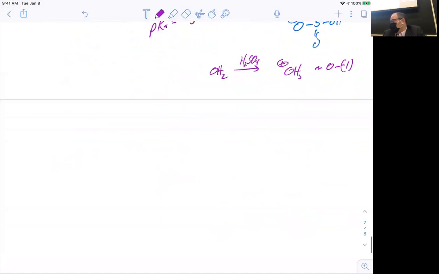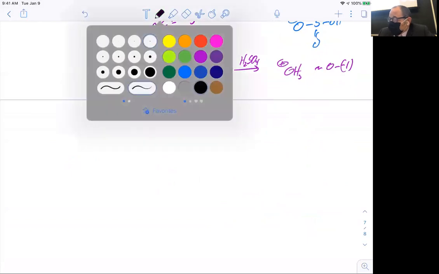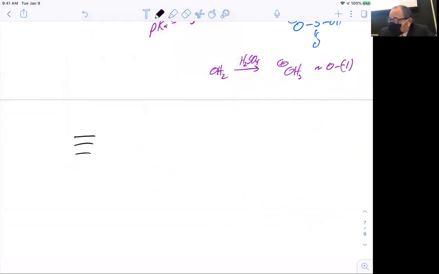Okay, let's look at one more. We have time. Let's look at this one, and this one I want you to show me the mechanism. So draw me the mechanism for this one. I'll give you what the product is going to be. You draw me the arrows.